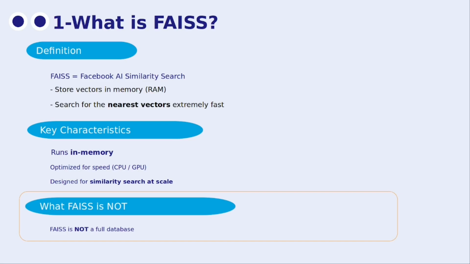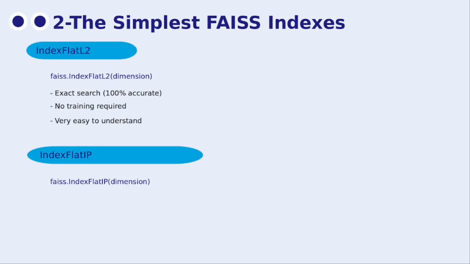FAISS has one job only. FAISS does similarity search over vectors, and it does that extremely well. The simplest FAISS indexes. An index is how FAISS organizes vectors for search. What is a FAISS index? A FAISS index is a data structure optimized for nearest neighbor search.